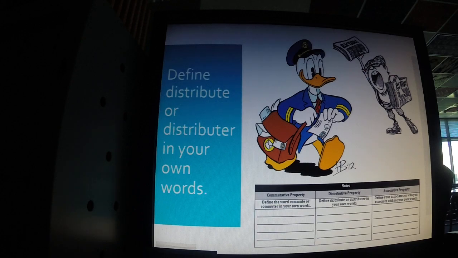So now I want you to define distribute or distributor in your own words. And again, I've given you a couple examples. Donald Duck, the mail carrier, he's distributing mail. And a newspaper guy, probably from New York, who is distributing newspapers. So go ahead and in this box where it says define distribute or distributor in your own words, go ahead and write in complete sentences what you think a distributor is. And guys, remember, if you need to pause the video to do this, please pause the video.